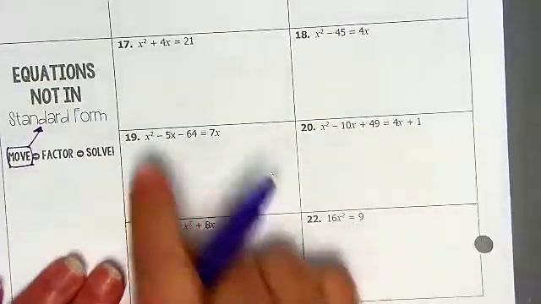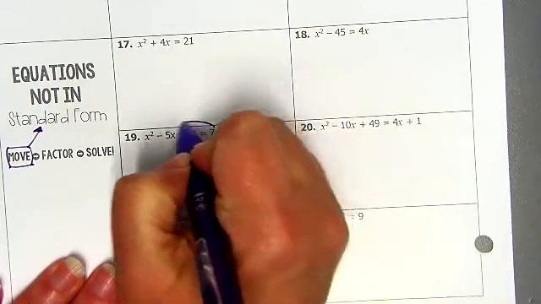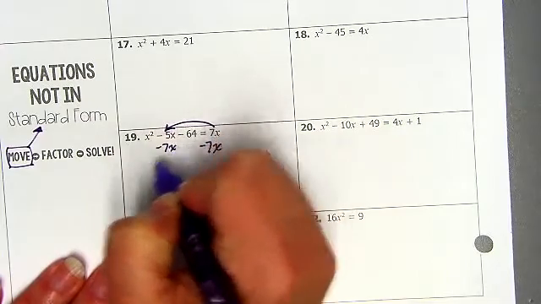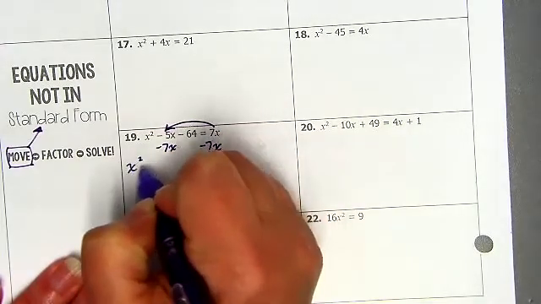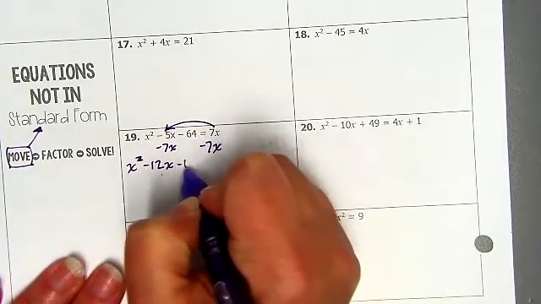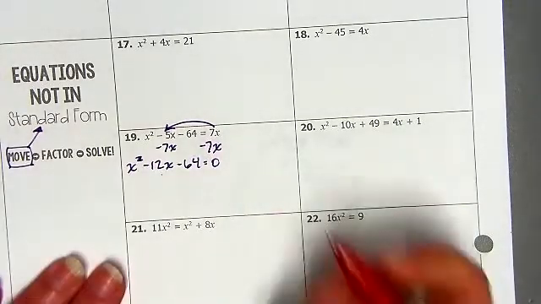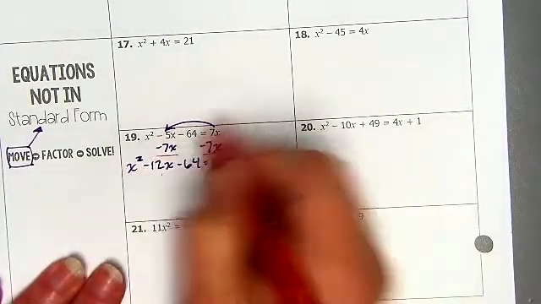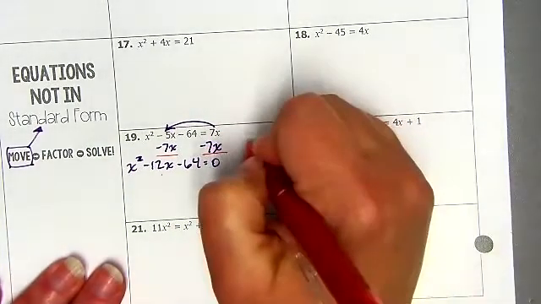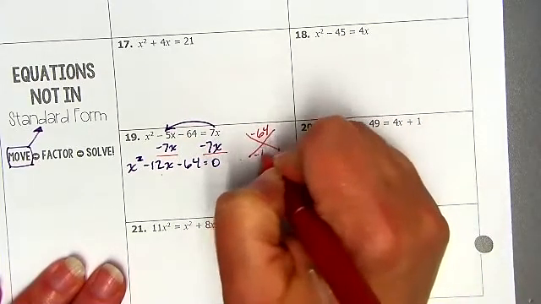So we're going to look at 19, and we have to move the 7x to the other side. So I'm going to subtract 7x from both sides, and I get x squared minus 12x minus 64 equals 0. Because when I do the 7x minus 7x, it equals 0. So we're where we need to be. And we now do the product sum box. Negative 64 is my product, negative 12 is my sum.